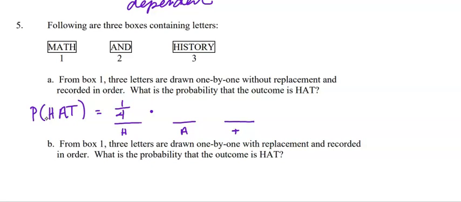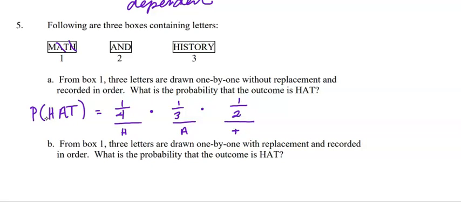And this first one was not replaced, so we're going to mark out one of the letters. We wanted the H, so I'm going to mark the H out. Next, I want an A. There is one A, but now there's only 3 letters left in the box because we did not replace the first one. Then I want a T, and when I go in for a T, there is one T, but now there's only 2 letters remaining.